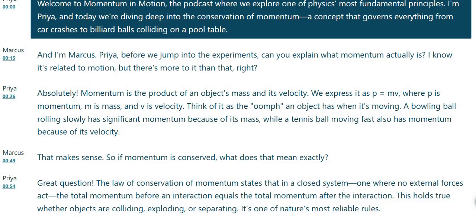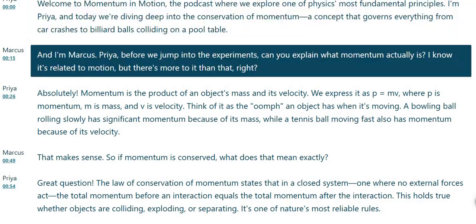I'm Priya, and today we're diving deep into the conservation of momentum, a concept that governs everything from car crashes to billiard balls colliding on a pool table. And I'm Marcus. Priya, before we jump into the experiments, can you explain what momentum actually is? I know it's related to motion, but there's more to it than that, right?